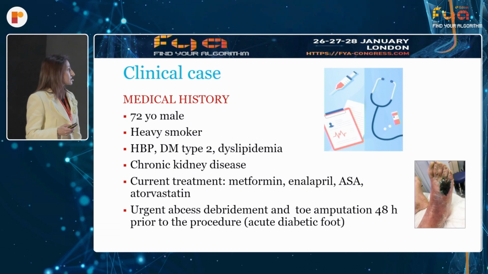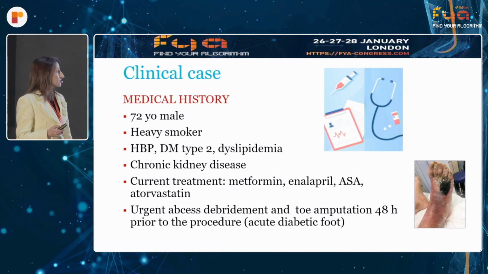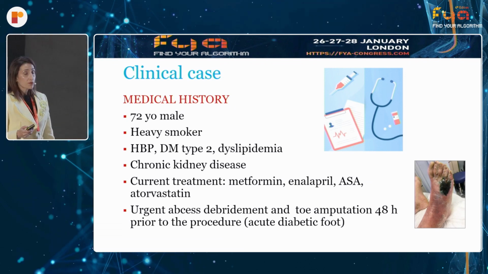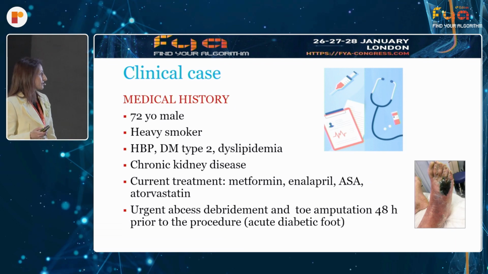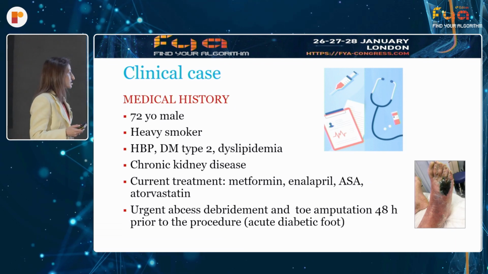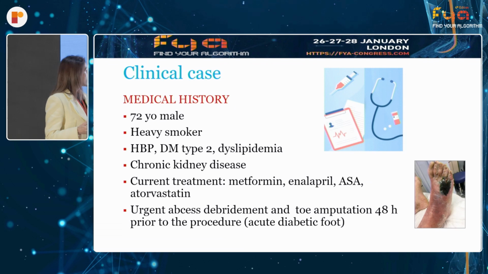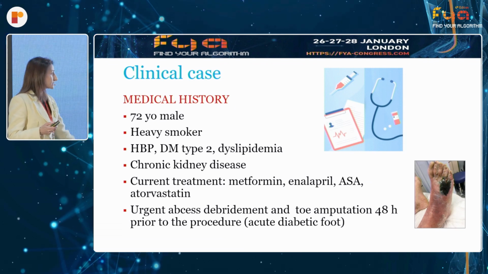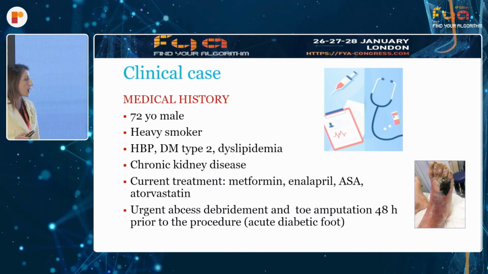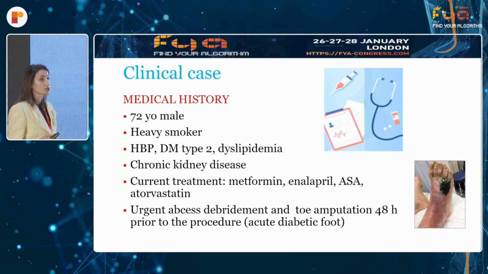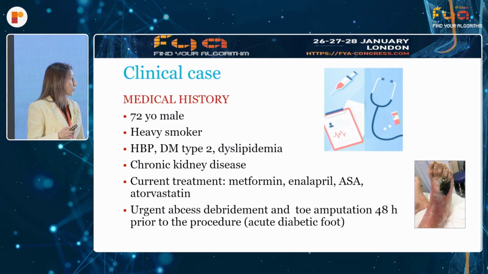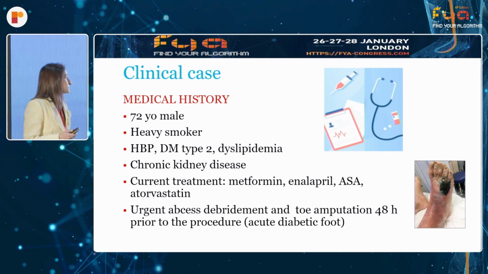This is a 72-year-old patient, a heavy smoker, with common risk factors, chronic kidney disease, and undergoing the treatment you can see. He came to the emergency room with this foot abscess that required urgent debridement and toe amputation 48 hours prior to the procedure.